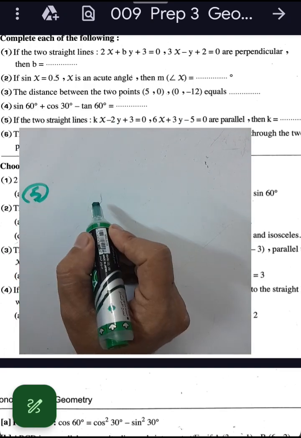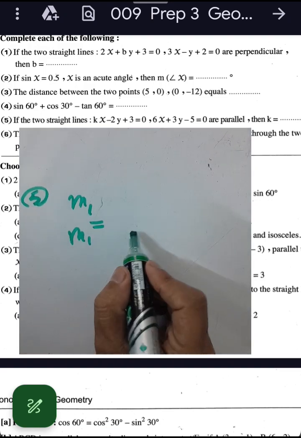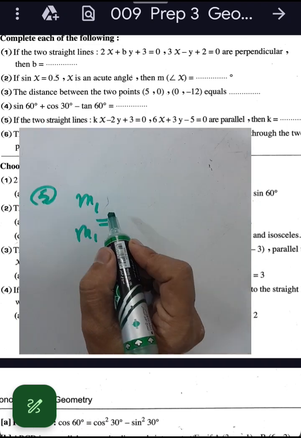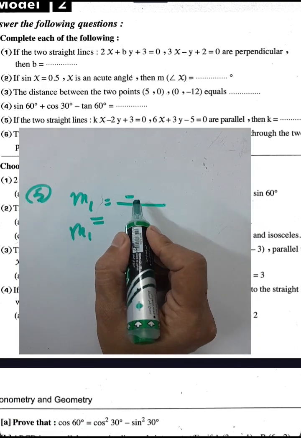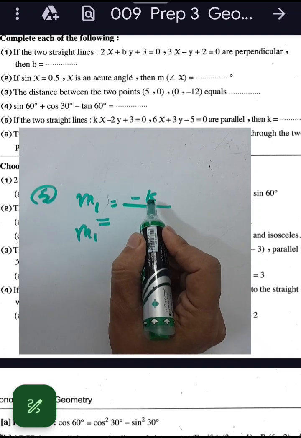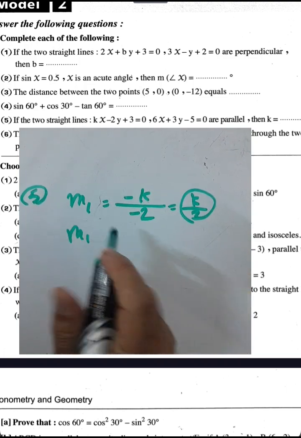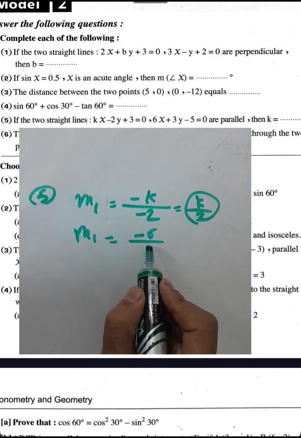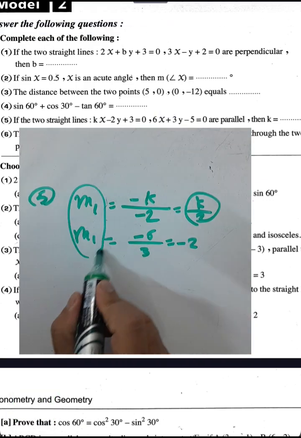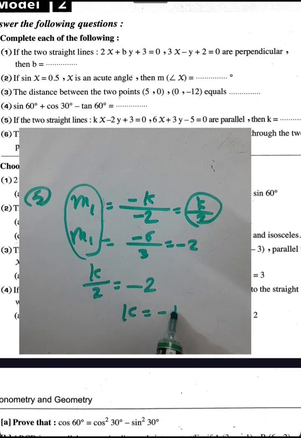If two straight lines are parallel and k is unknown, we can find slope 1 and slope 2. They are equal because L1 is parallel to L2. We can find the slope M1, negative coefficient of x over coefficient of y. Then M1 will be negative coefficient of x, here it will be k, over coefficient of y, negative 2. The result will be k over 2, slope 1. And what about slope 2 here? Negative coefficient of x, negative 6, over coefficient of y, 3. The result will be negative 2. Then M1 will equal M2, then k over 2 equals negative 2, then k will equal negative 4. The value of k is negative 4.